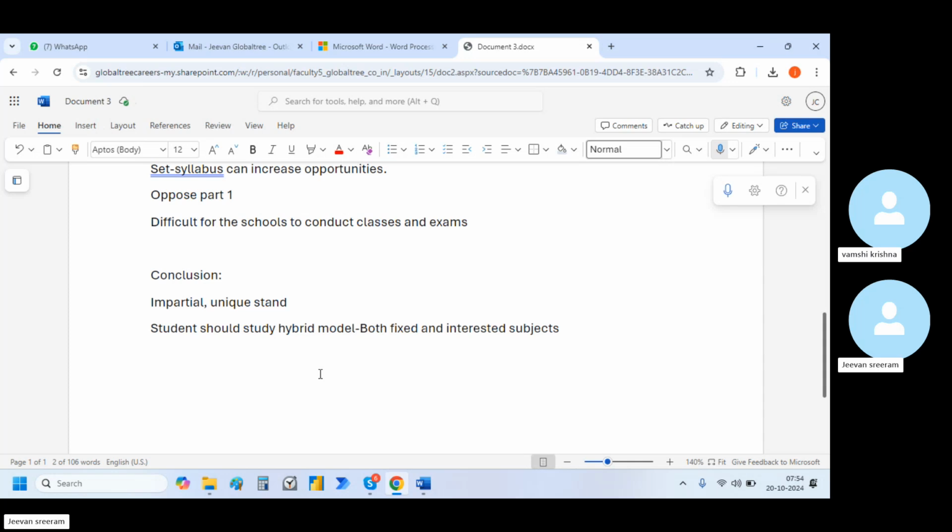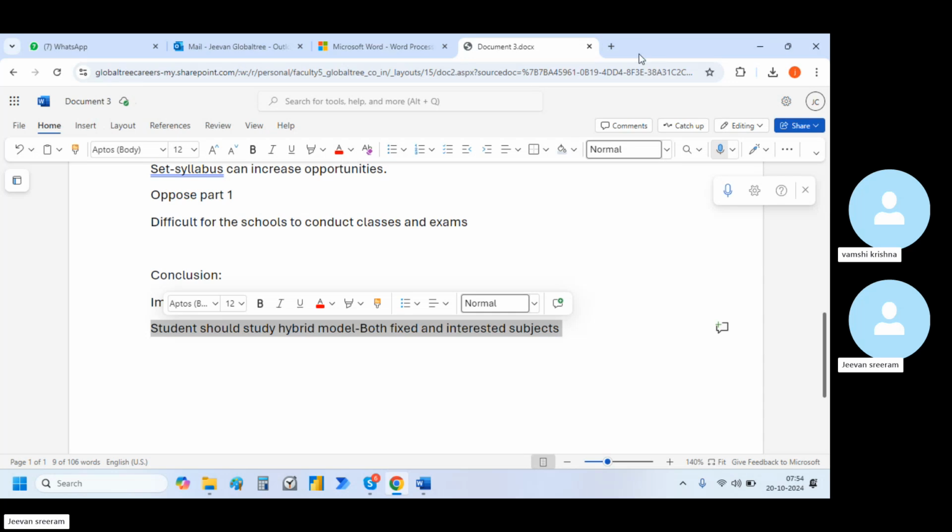So, for example, in this case the question is asking whether students should study their interested subjects or they should study a set syllabus. The response we are going to write is going to have a stand like this. Ultimate conclusion is this: students should study a hybrid model, both fixed and interested subjects. It's a unique stand, right?